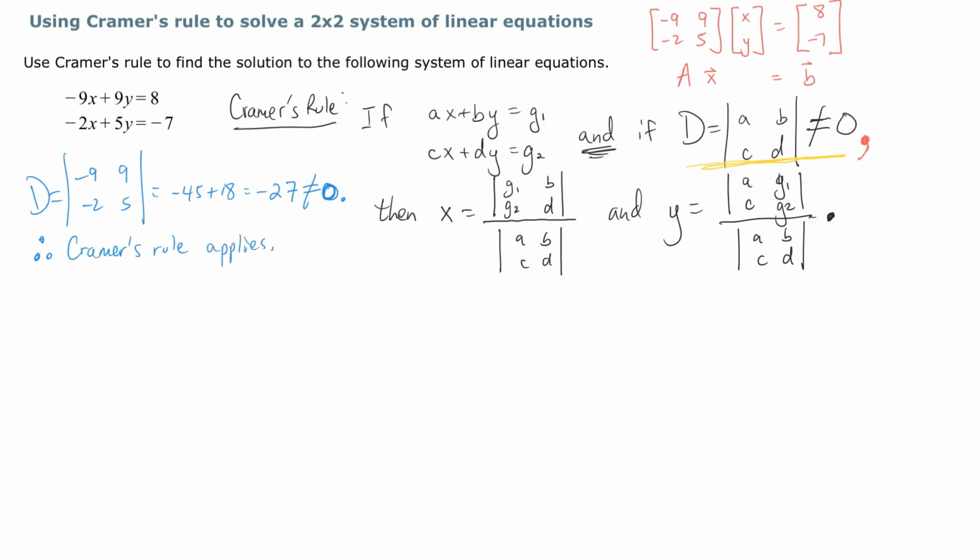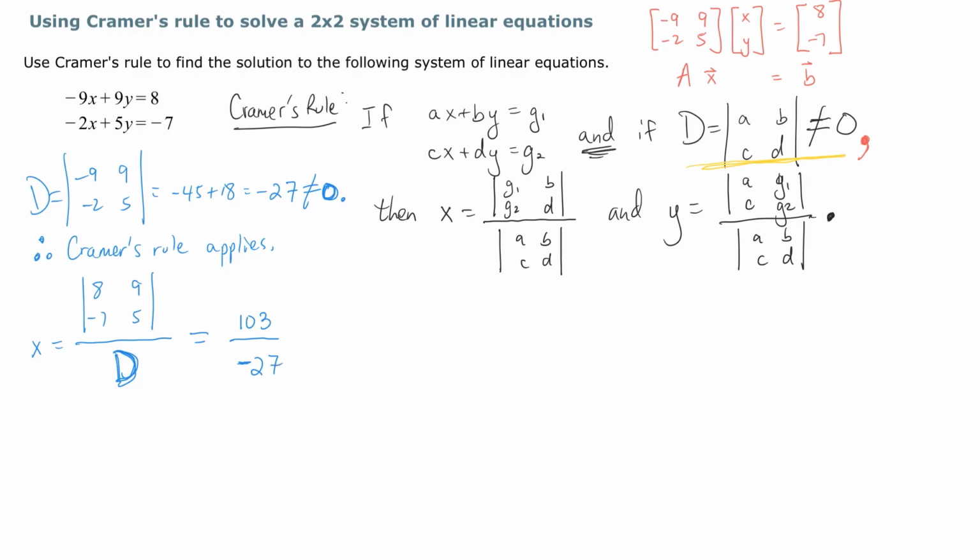And so if Cramer's rule applies, we can actually write x. X is simply going to be 8, negative 7, and 9, 5, and then over D. And we already know D is non-zero, so that's really key. 40 plus 63. 40 plus 63 is 103. Divided by negative 27.